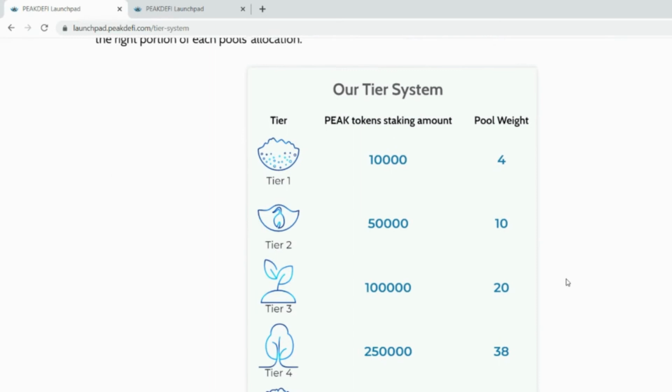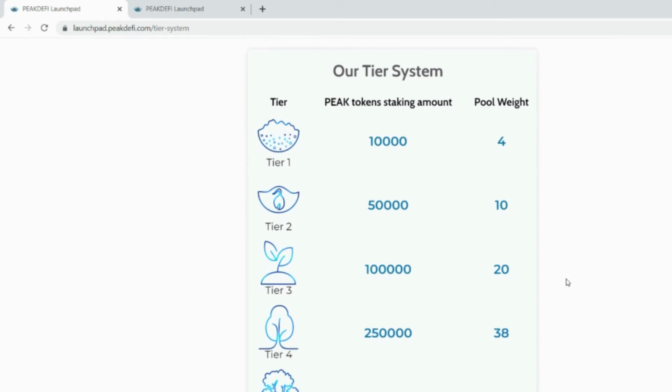Here you can see we have 5 tier levels with a guaranteed allocation, and you need to stake at least 10,000 Peak token to be able to participate in one of our IDOs, so that you're in the tier level 1. And this goes up to 1 million Peak tokens at the tier level 5. And depending on the tier level you are in, you can buy more or less tokens in the IDO, so the tier level is pretty important. And in principle, the higher the tier level, the more tokens you will get.